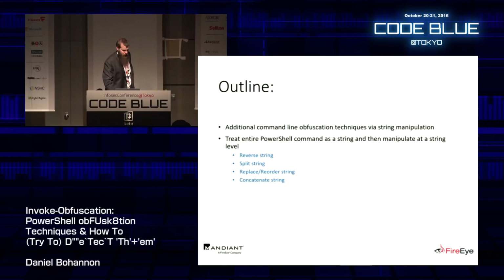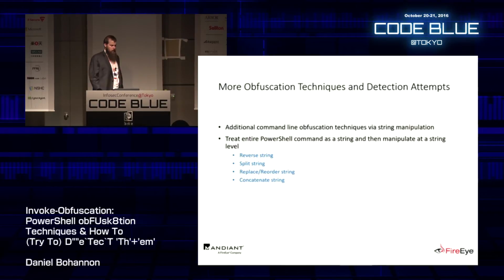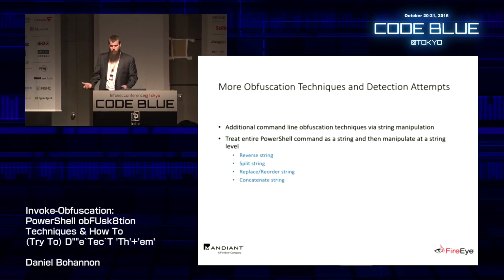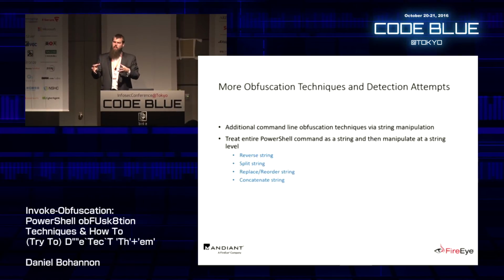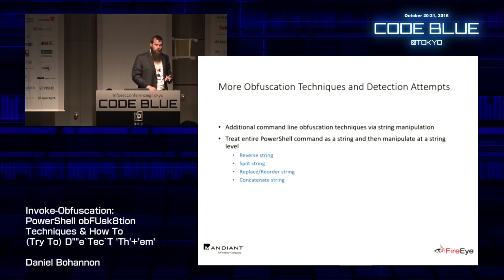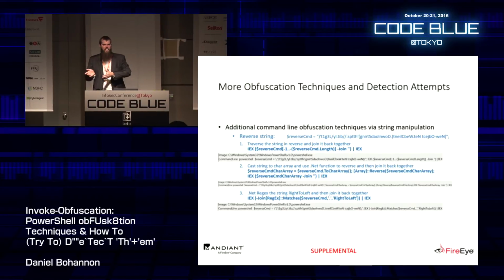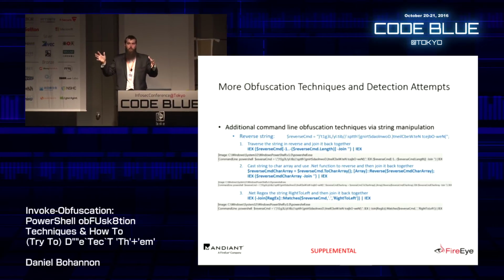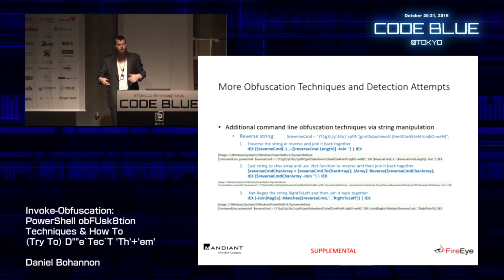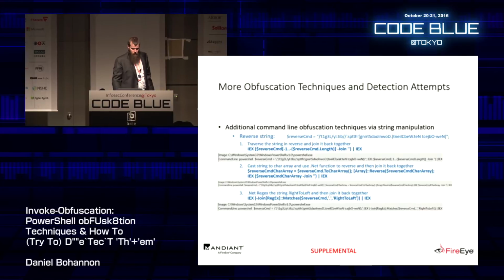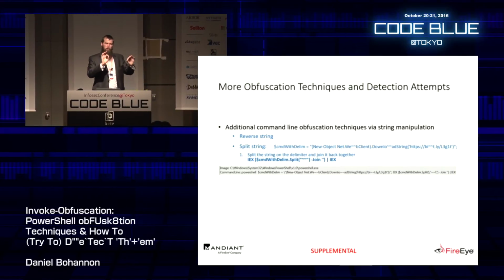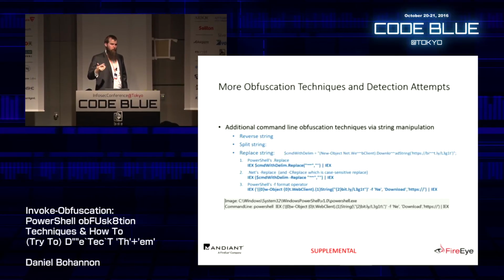So more obfuscation techniques. I'm not going to spend much time on these, but basically, you can take your PowerShell command and treat it as a string, and there's so many ways you can obfuscate a string. You can reverse the string, like we'll see here. So on the command line, now the entire command is in reverse. And there's wrapper functions that will then reverse that back to normal before it's invoked. You can split the string. You can start to put delimiters in the string and then remove them before you execute the command. You can do that with replace as well.